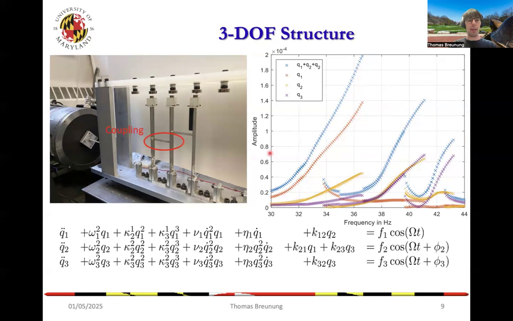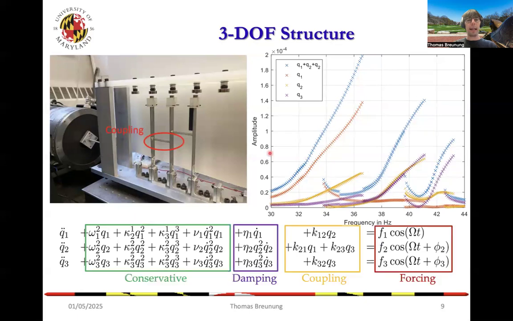We end up with the following set of equations, where again we can relate the terms. So there are conservative terms, damping terms, coupling terms, and forcing terms, which are well understood. So this is a very easy, accessible, and interpretable model we come up with for these response curves. And if we now simulate the equations of motion here, we get a close fit with the measurements.